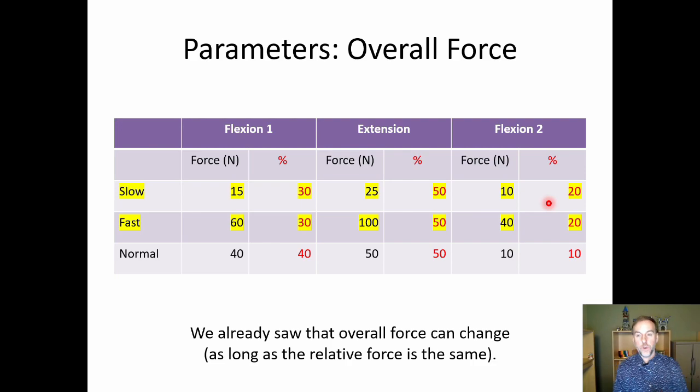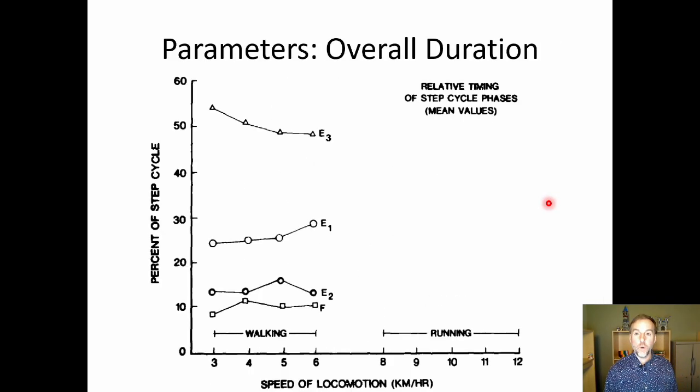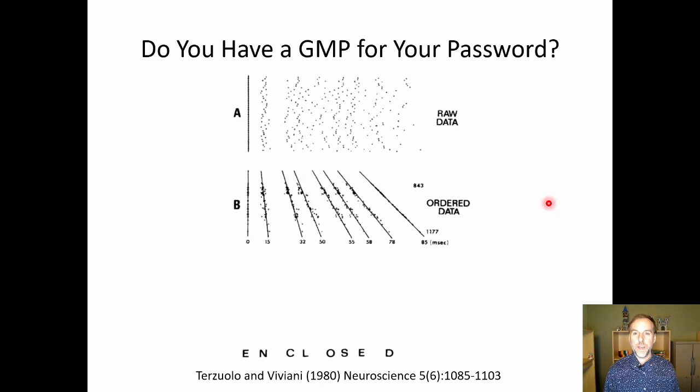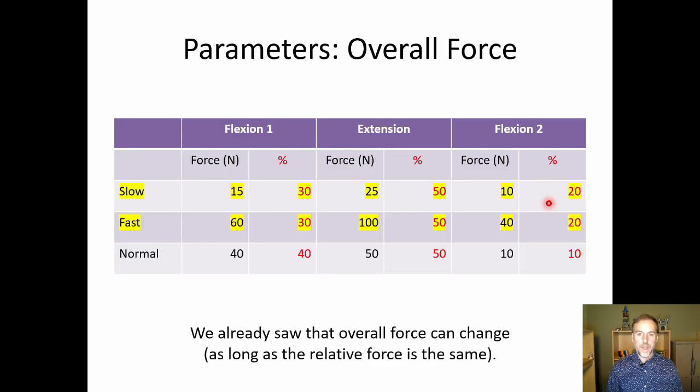Overall force. So we can change the overall duration. We can also change overall force. And these two usually change in parallel. So if you decrease the overall duration, you're moving faster, then you typically also have more overall force. And we already saw this. Remember the slow and the fast movements that we said, yes, use the same generalized motor program. The overall force is different. When you're slow, it's low force. When you're fast, it's high force. So yes, overall force can change.